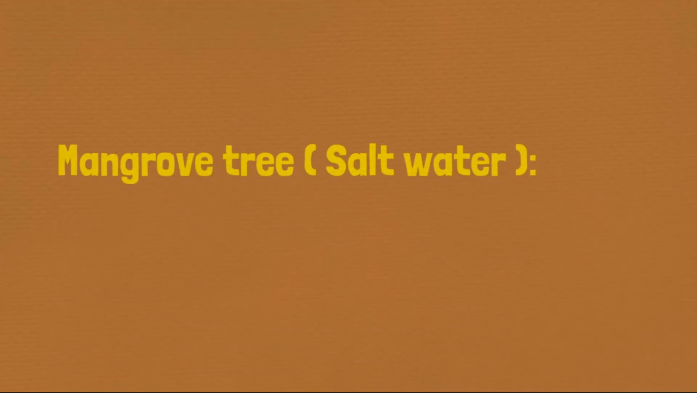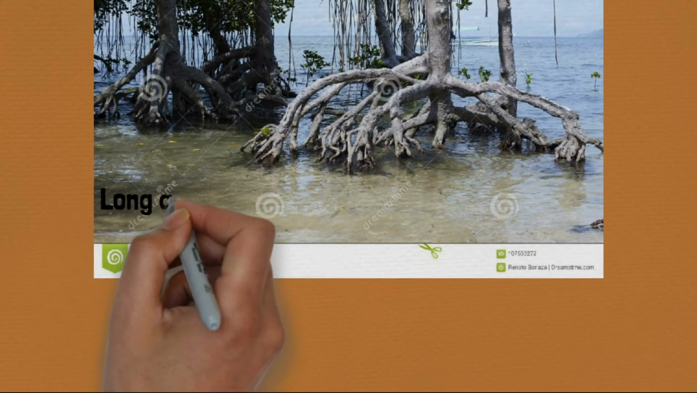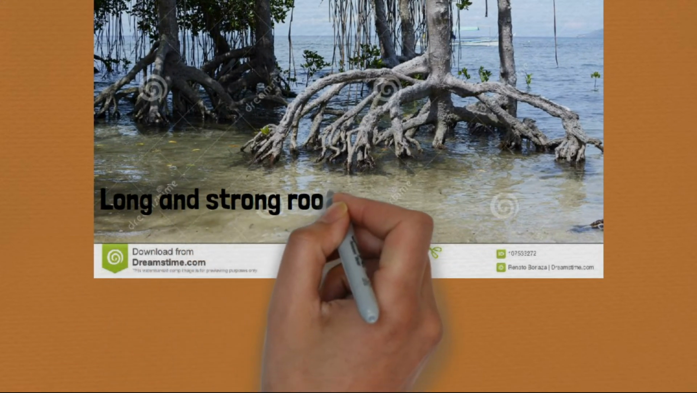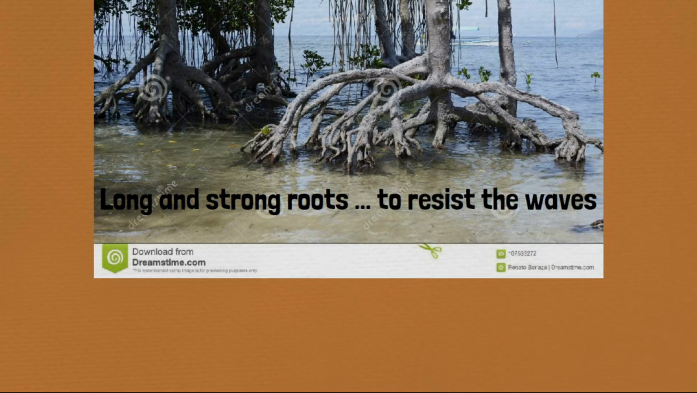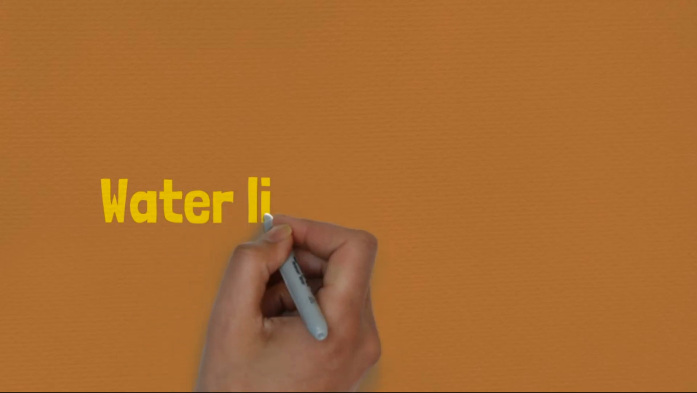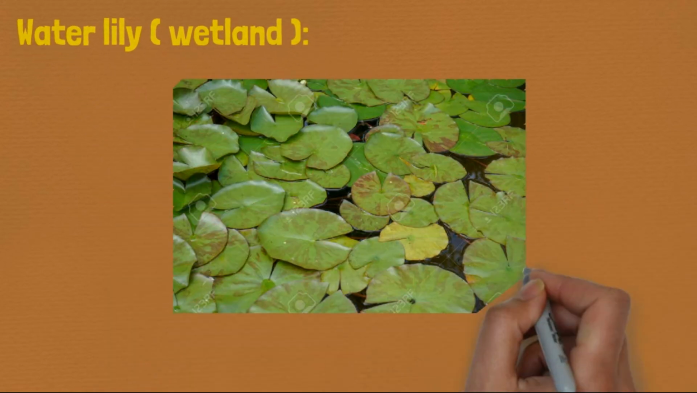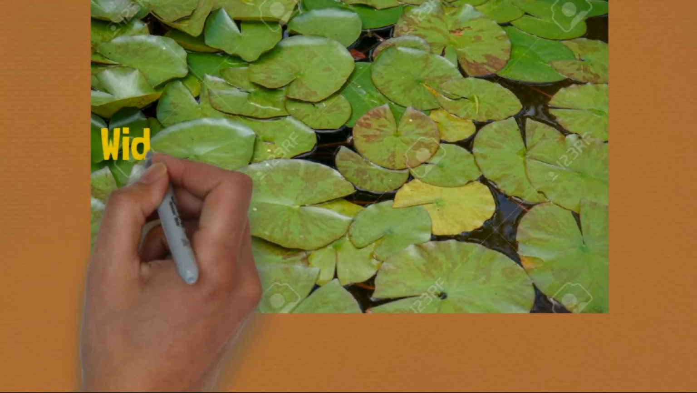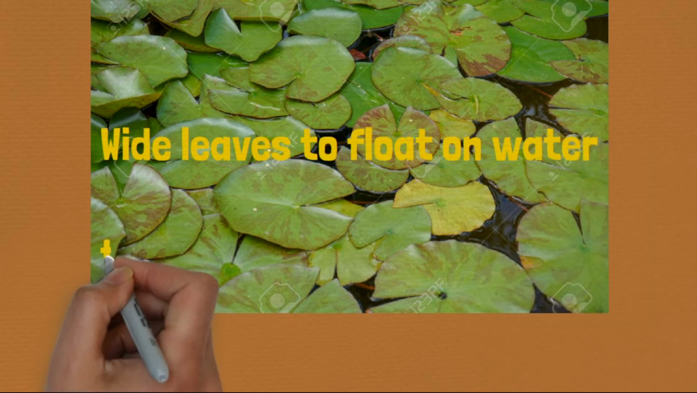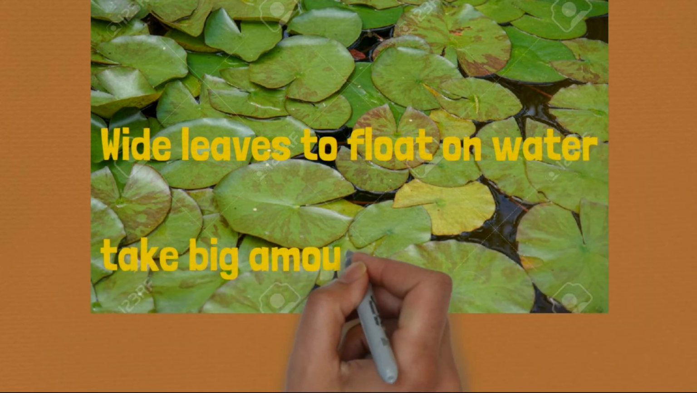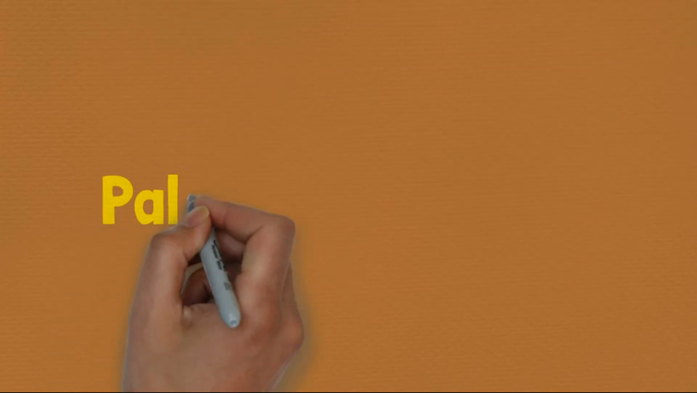Mangrove tree lives in salt water. So it needs what? It needs long and strong roots to resist the waves of the water. Water lily plant lives in wetland. It has big round or wide leaves to float on the water surface, and they take a big amount of sunlight to make its food.